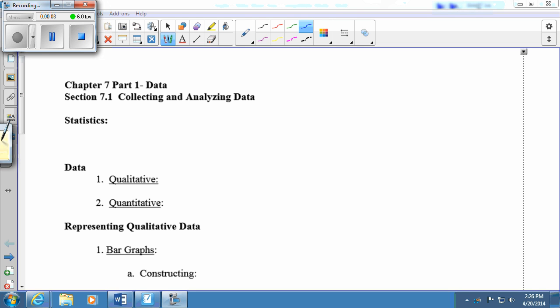Chapter 7 talks about statistics. And when we look at statistics, basically you're an investigator. The first thing you're going to do is ask a question. Then you're going to collect your evidence.